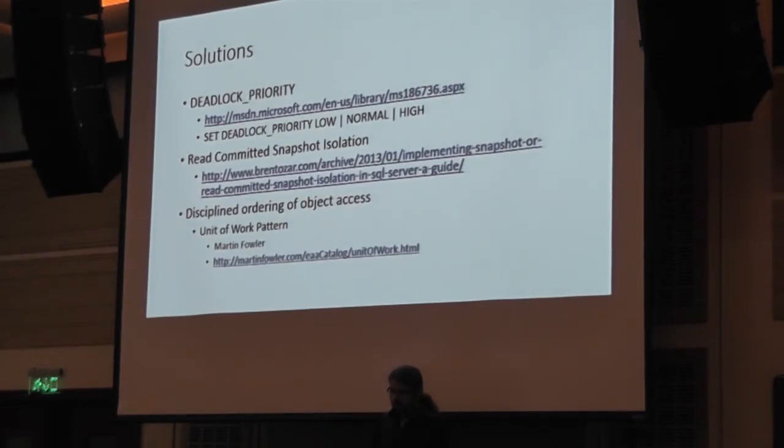So, three solutions here. I mentioned the victim process earlier on. SQL Server will always pick a victim and kill that process, but you don't know which one it's going to be unless you set the deadlock priority. So you can, at the very least, make your deadlock victims deterministic. In this case, we decided to make reads against the database, so somebody syncing their device or whatever, low deadlock priority, which means SQL Server would always choose them as the deadlock victim.